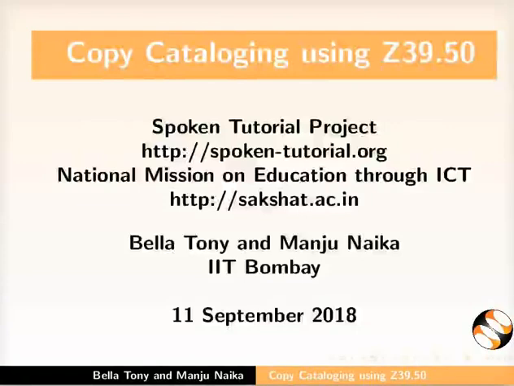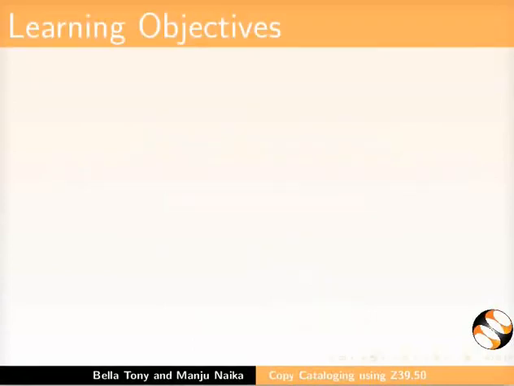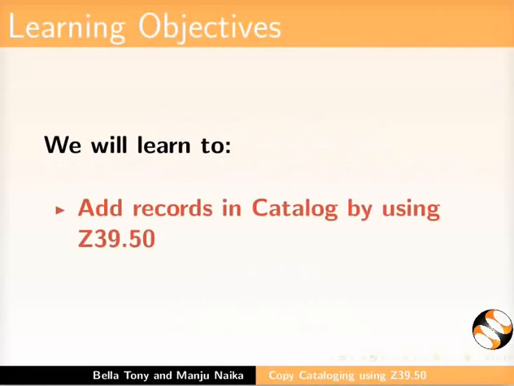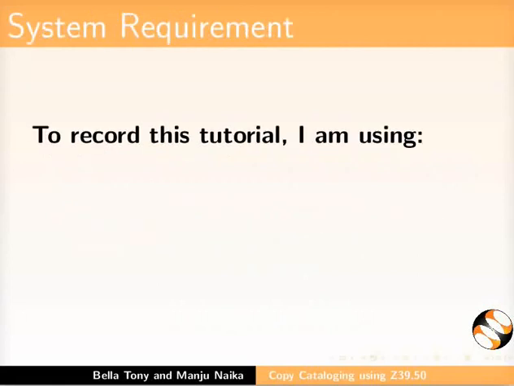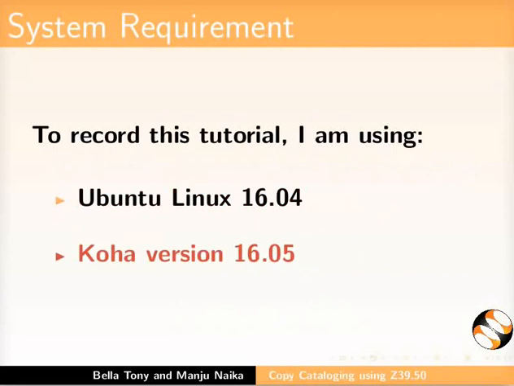Welcome to the spoken tutorial on copy cataloging using Z39.50. In this tutorial, we will learn how to add records in catalog by using Z39.50. To record this tutorial, I am using Ubuntu Linux operating system 16.04 and Koha version 16.05. Please ensure that you are connected to the internet.